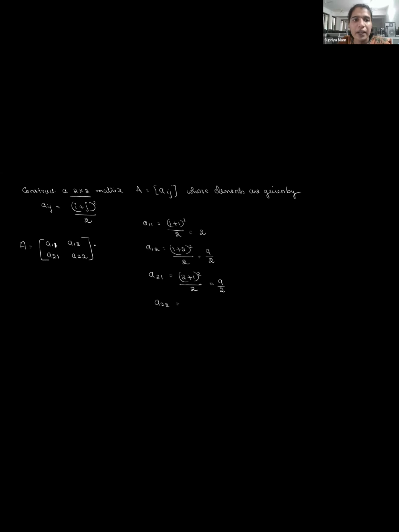A22, apply the definition. aij is (i plus j) the whole square by 2. A22 is (2 plus 2) the whole square divided by 2. 2 plus 2 is 4, 4 square is 16, 16 by 2 is 8. I found all the entries. The question is to construct the matrix. That's why you need to write in the form of a matrix. Answer: A11 is 2, A12 is 9 by 2, A21 again 9 by 2, A22 is 8.